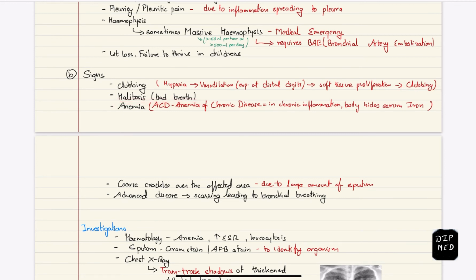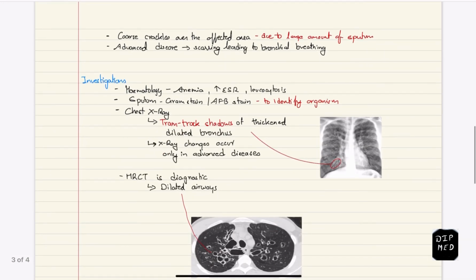Halitosis or bad breath. Anemia occurs when our body tends to hide serum iron during chronic inflammation. It's called anemia of chronic disease. In auscultation, coarse crackles can be heard over the affected area, which is due to a large amount of sputum. In advanced cases, there can be scarring leading to bronchial breathing.